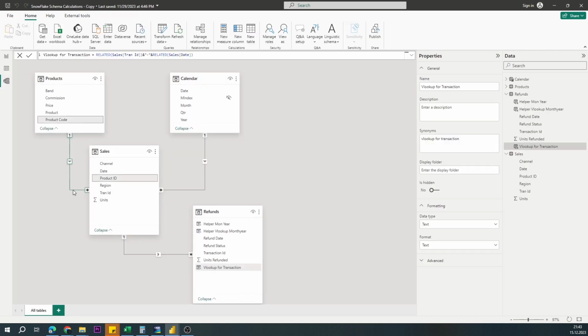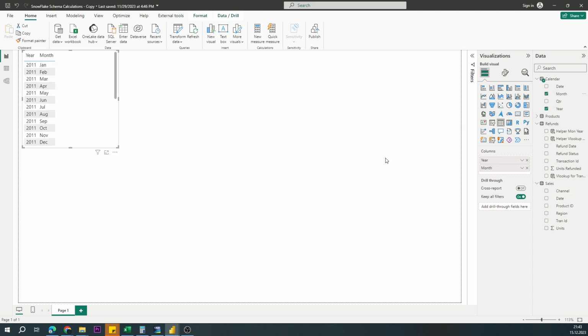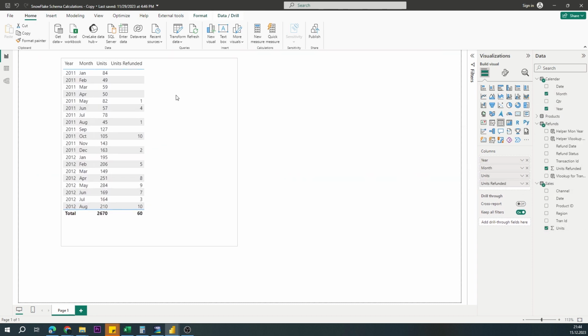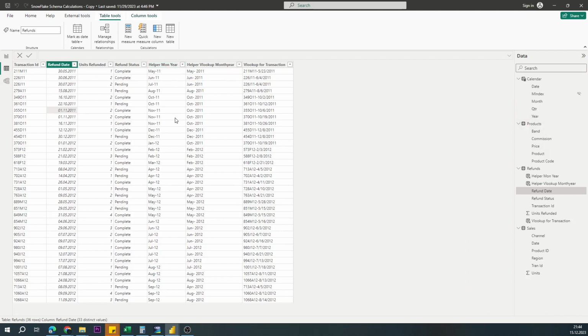There's a one-to-many relation, and vice versa. So when we take the calendar table for data visualization, match it with the sales, and then match the refund calculations, the refund matched with this date will miss information. Okay, let's check. So we take this unit refunded, but we should match exactly these periods, not the calendar periods.